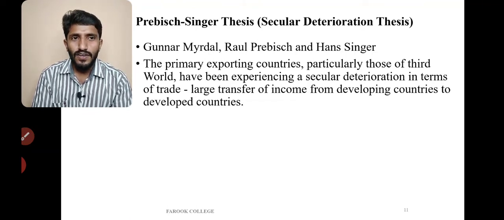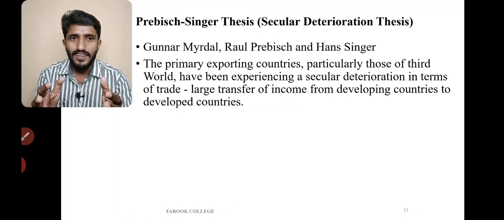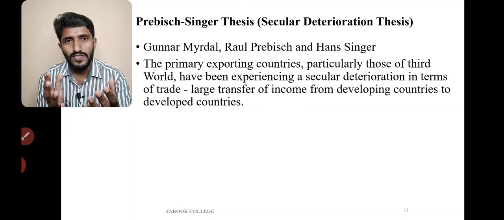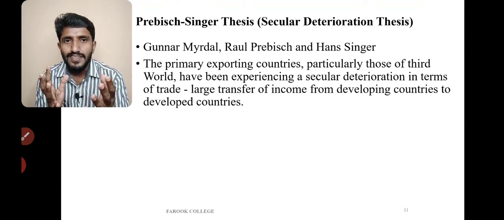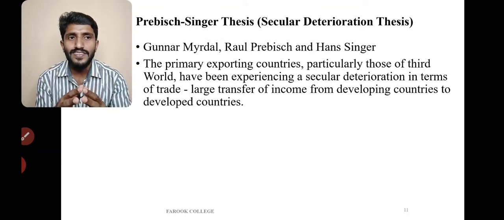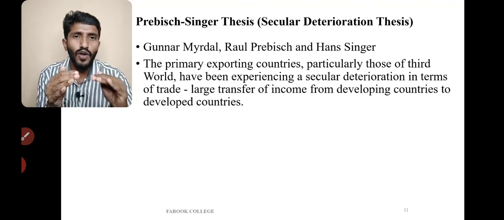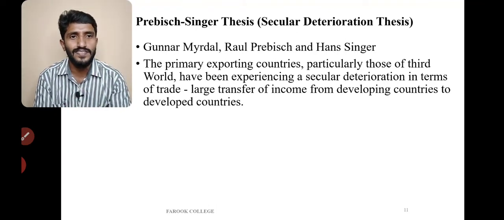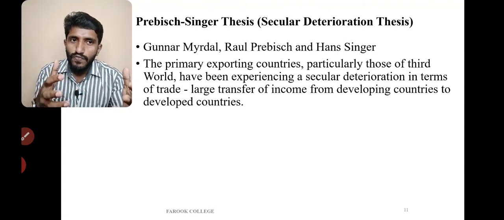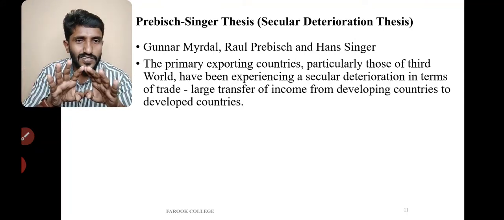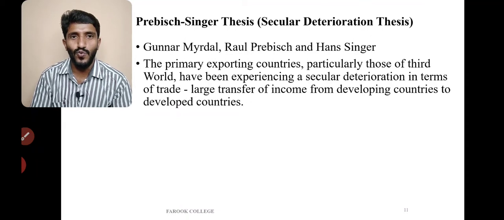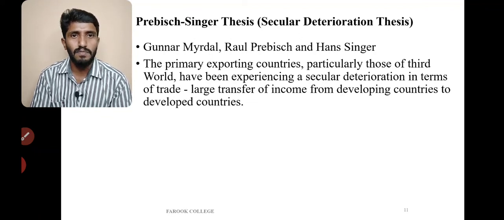Okay, this is the idea of the secular deterioration thesis. It says that the primary exporting countries, the countries which export more primary products like agricultural products, are experiencing a secular, meaning continuous, deterioration in terms of trade. Their gain from trade will always come down. So it leads to a large transfer of income from the developing nations to the developed nations. So it is not beneficial for the less developed nations who are exporting primary products. This is the idea of the Prebisch-Singer hypothesis, or Prebisch-Singer thesis.